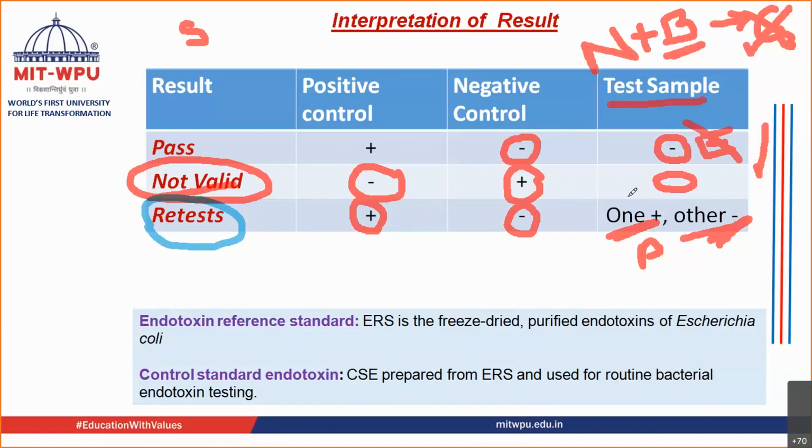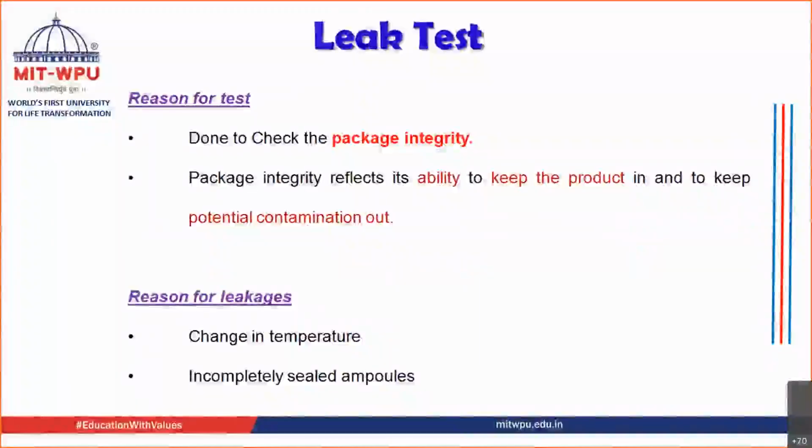Needless to say, if both of them show negative results, that is, they are producing the gel and they both are showing the presence of bacterial endotoxin, then your test for bacterial endotoxin fails. Leak test is a non-official test.